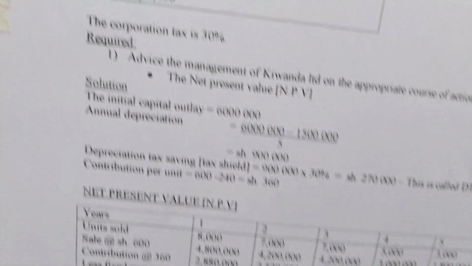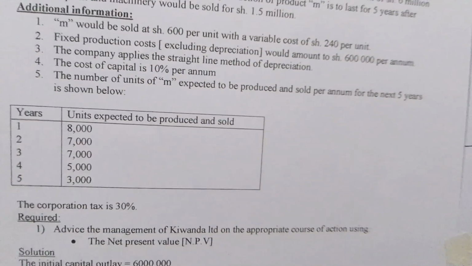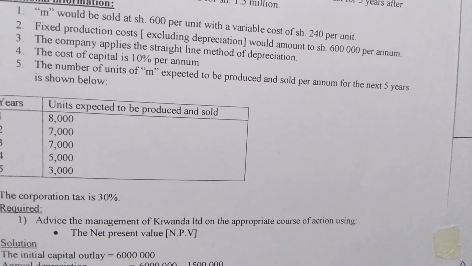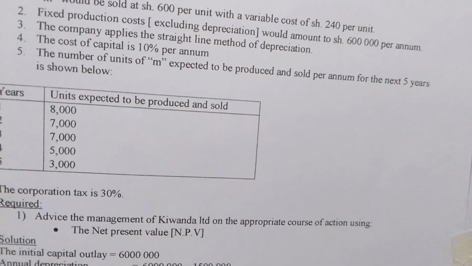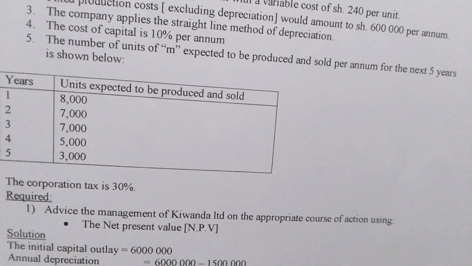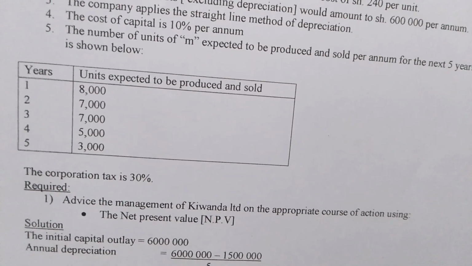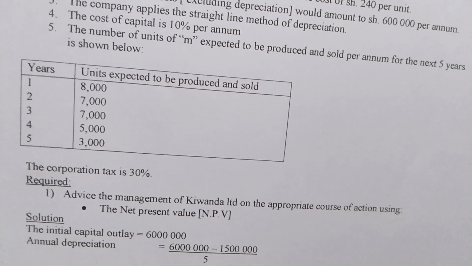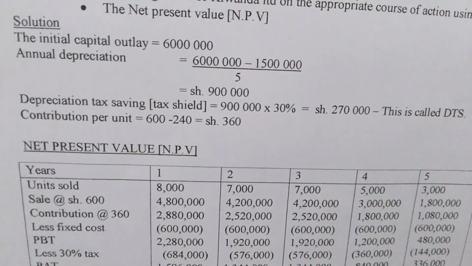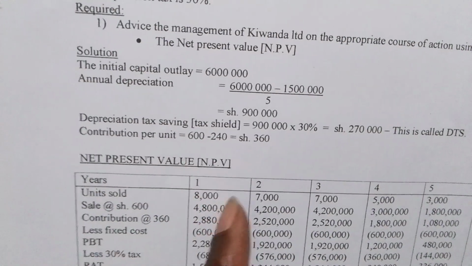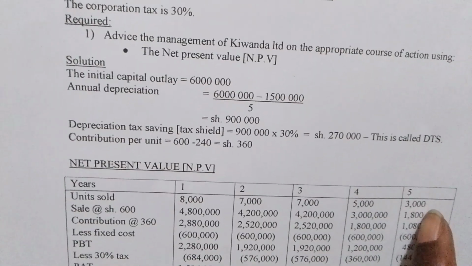In this project, we have been told that the number of units of M, that is additional information number 5, the number of units of M expected to be produced and sold per annum for the next 5 years is shown below. So we are having year 1 all the way to year 5, units expected to be produced and sold 8,000, 7,000, 7,000, 5,000, and 3,000. And we have those units, this arrangement here.